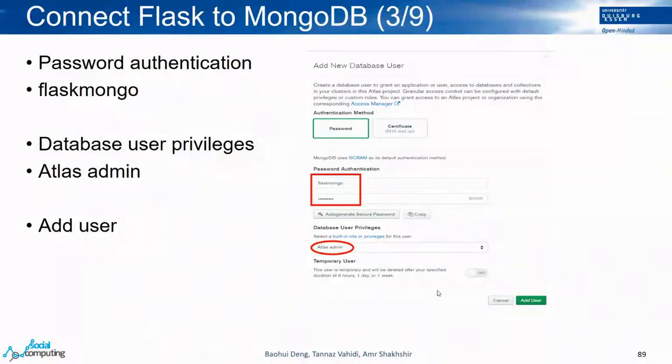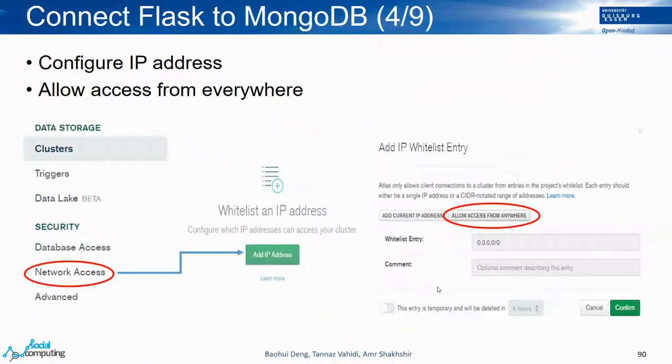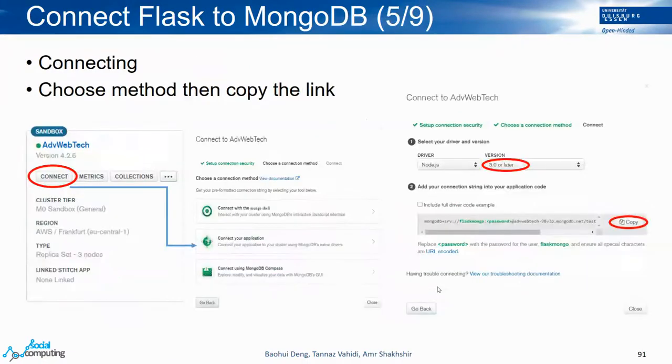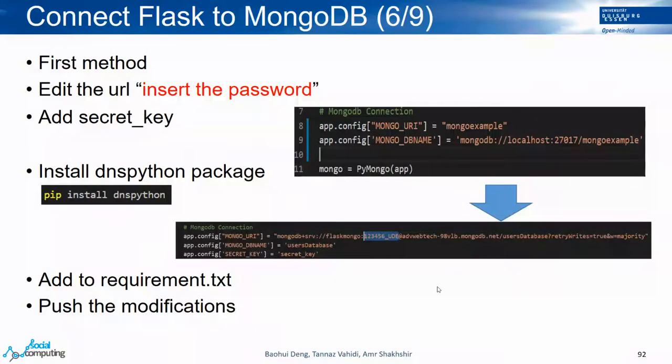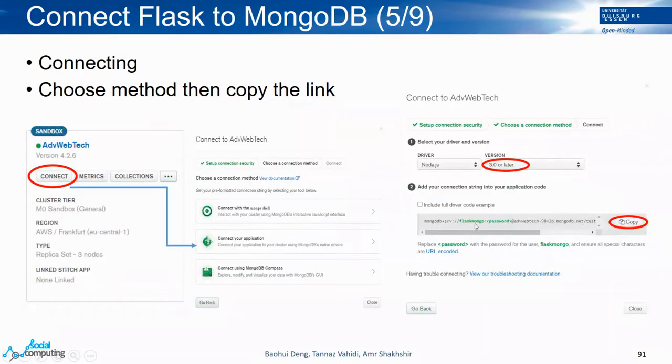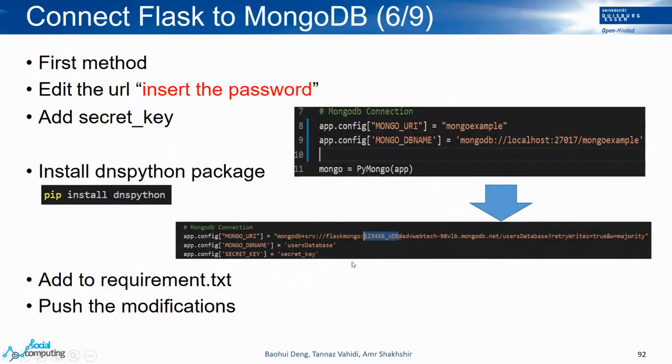After creating the database, configuring the IP address and network access, and configuring the connecting method, now we need to configure the Flask application to be connected to this database. And actually, there are two ways to do that. The first one is by assigning the link that we have copied to Mongo URI from here, instead of Mongo localhost in our code.